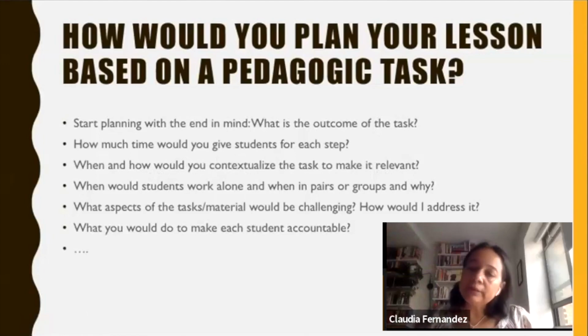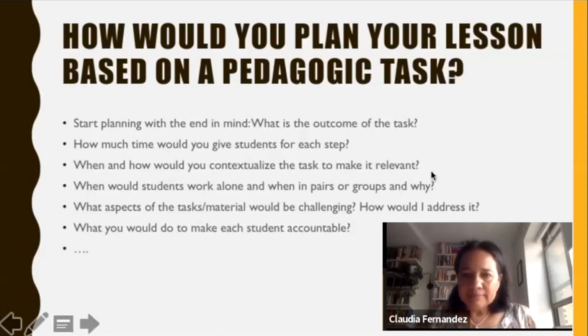Maybe if it is in primary school or secondary school, maybe students do not cook much, but they can go and ask their mother, do you have a gadget that is very useless, and they can bring it to class, for example, right? But make it relevant to their lives. When would the students work alone, and when in pairs and groups, and why? Ask always this. Why has always been very helpful for me.